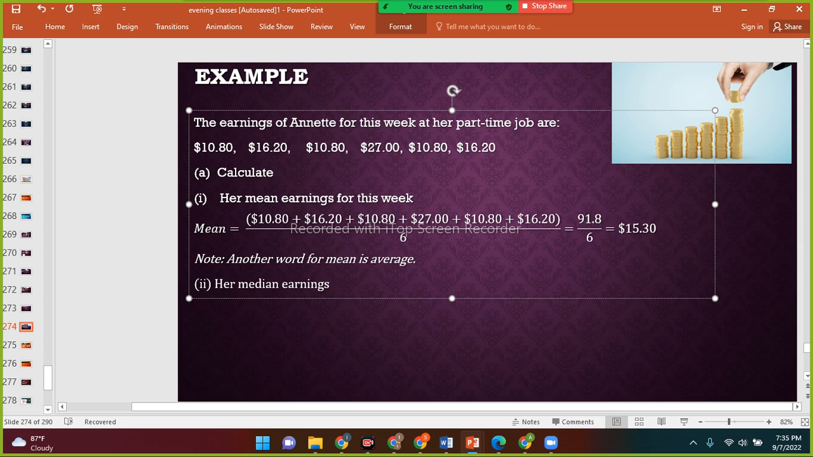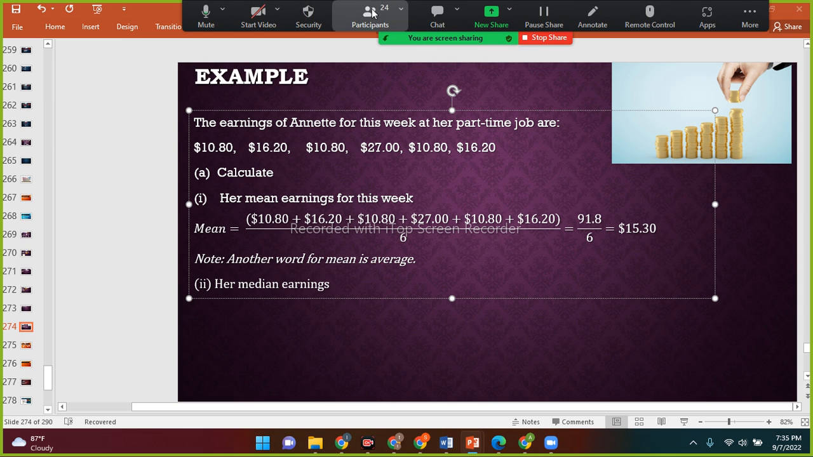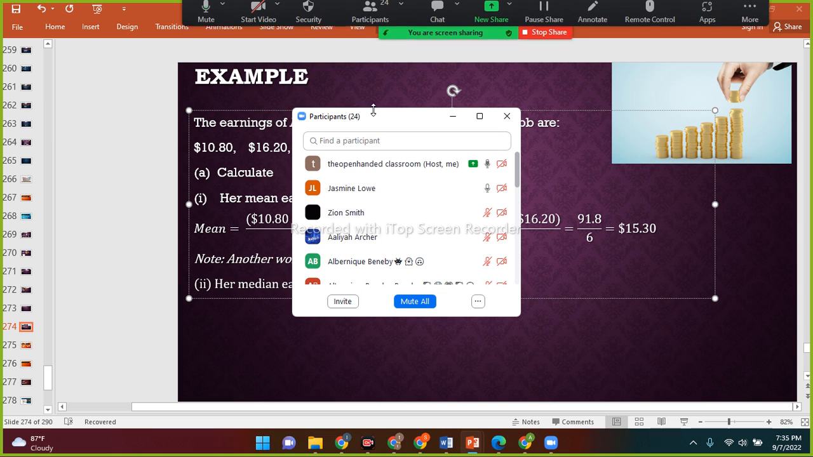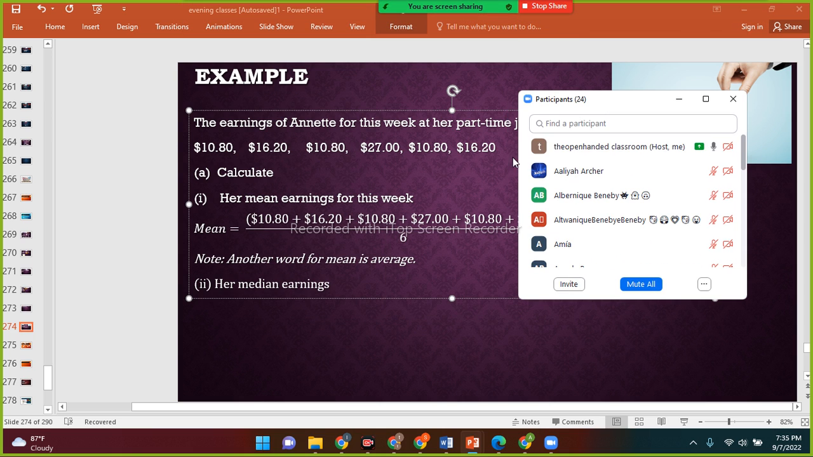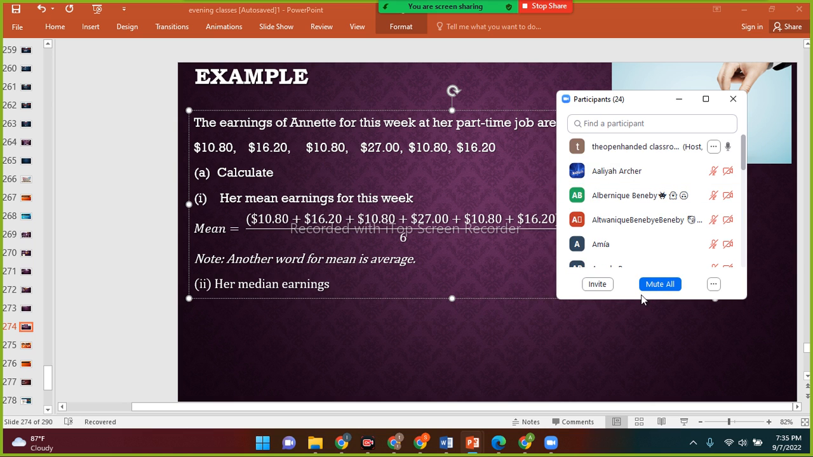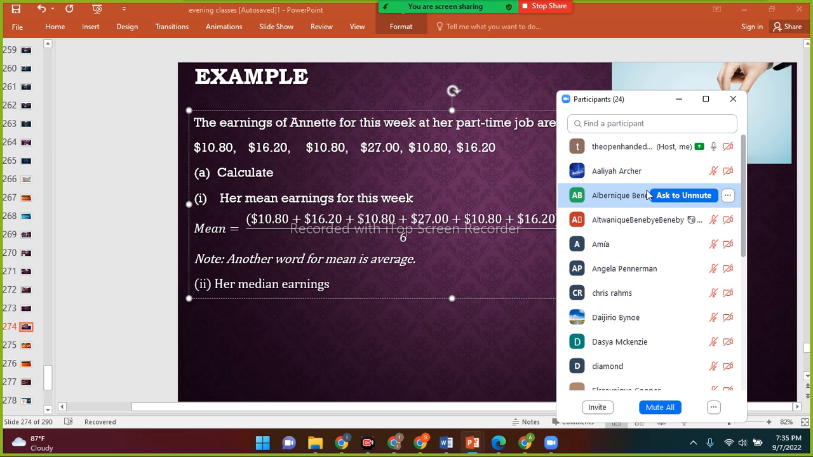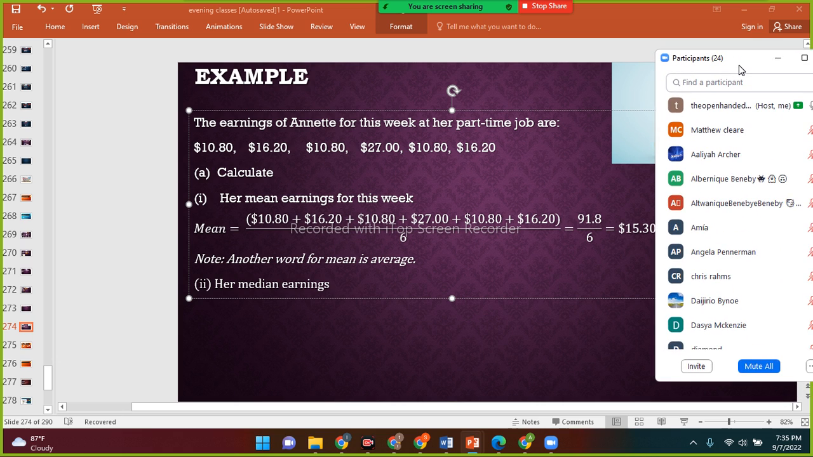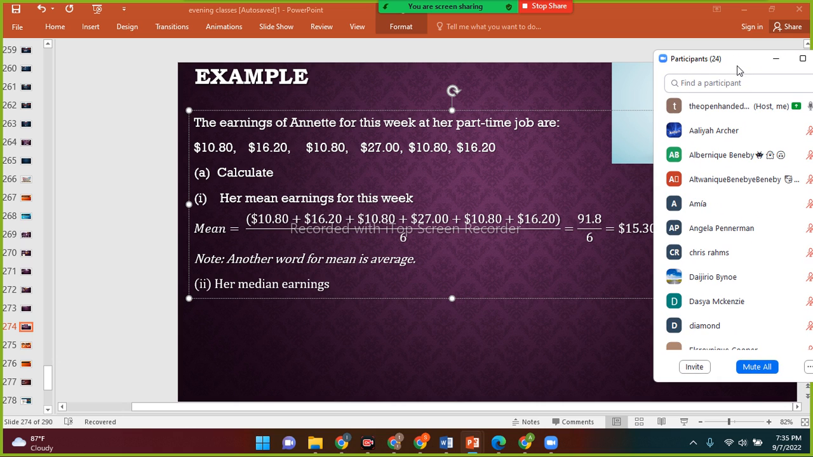Don't be shy. What is a median? No one is answering me. It's what, 24, 23? I think median. All right. The middle number, the middle value. Very good. So the median is the middle value.